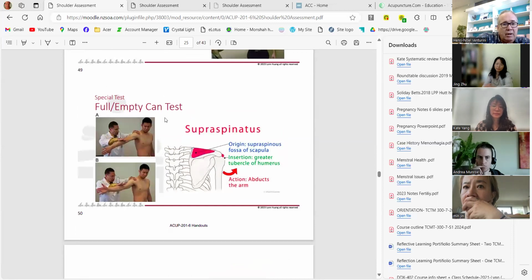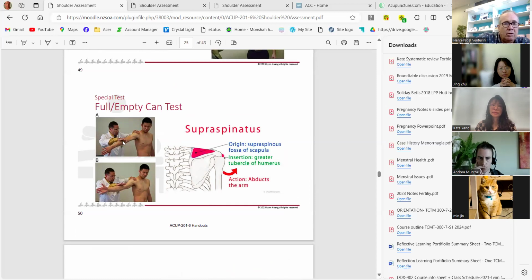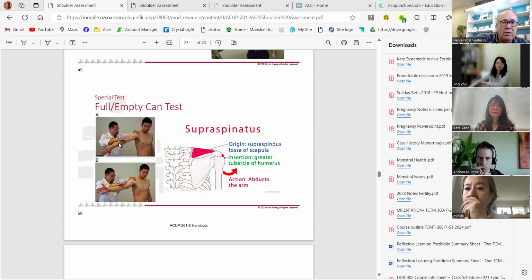Full-can test, we didn't do that as much the other day, but it's a fairly simple test. It's a resisted test. You're putting your hand on the client's shoulder, you're asking the client to extend the arm, and you're putting pressure on the arm to see if you can resist. And you can see that it's for the supraspinatus, or the supraspinous fossa of the scapula. What it does, it abducts the arm. Another area where the client may feel pain is the insertion point of the greater tubercle of the humerus, just in there, on the tip of the shoulder.